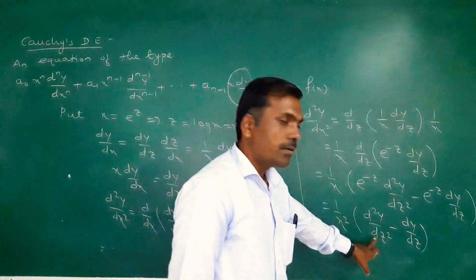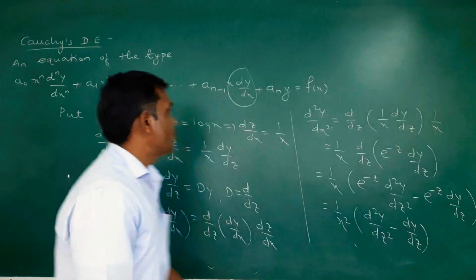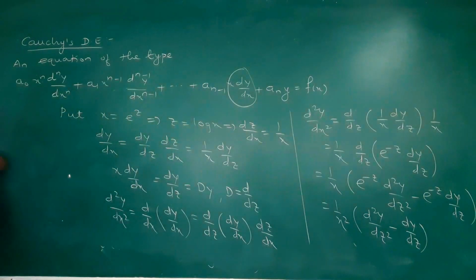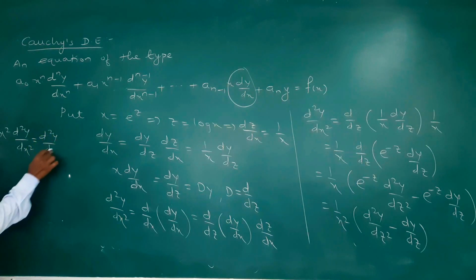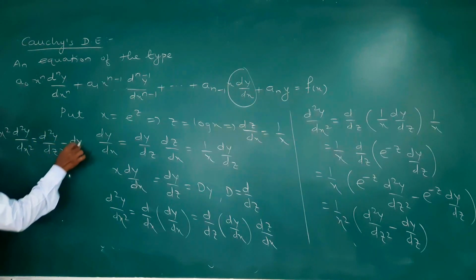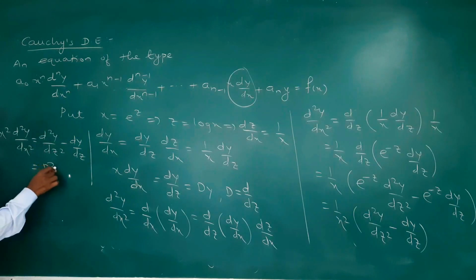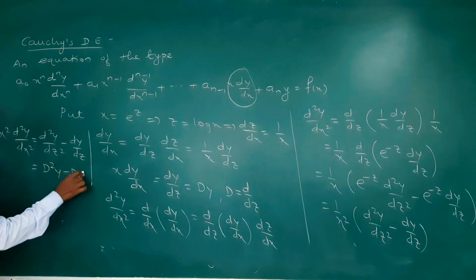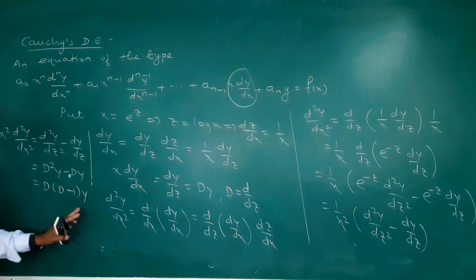Understood it? This term. Now transfer this x square to LHS. So I get here x square d2y by dx square is equal to d2y by dz square minus dy by dz. So this is nothing but D square y minus Dy. That is D in bracket D minus 1 y.